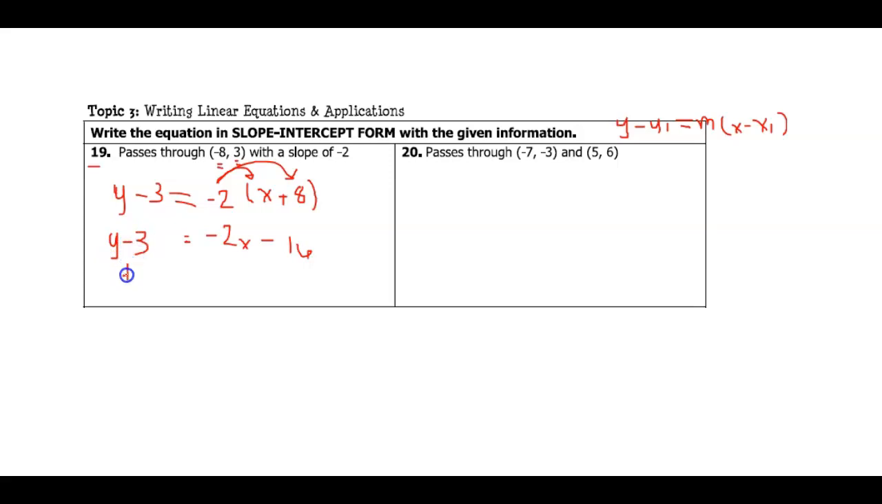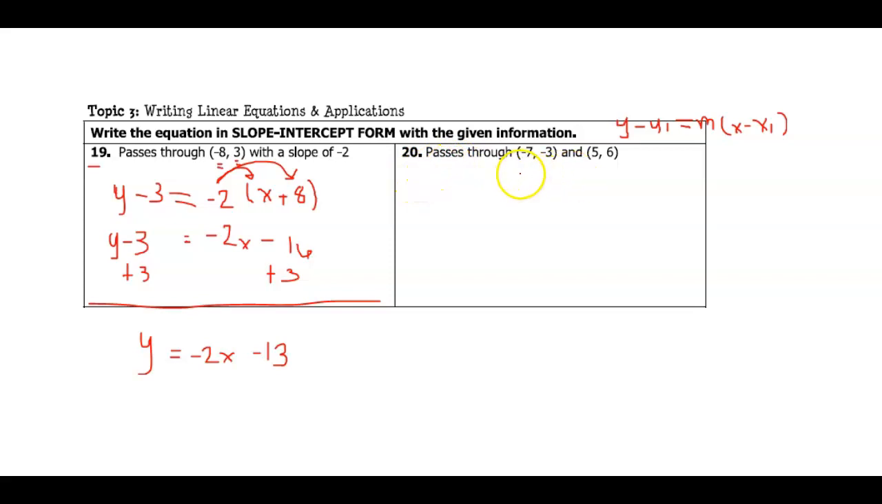And then I would simply add 3 to both sides. And so I have y equals negative 2x minus 13. Okay, slope-intercept form. Number 20.